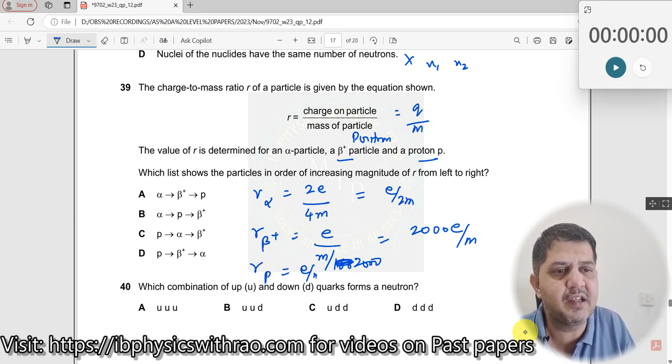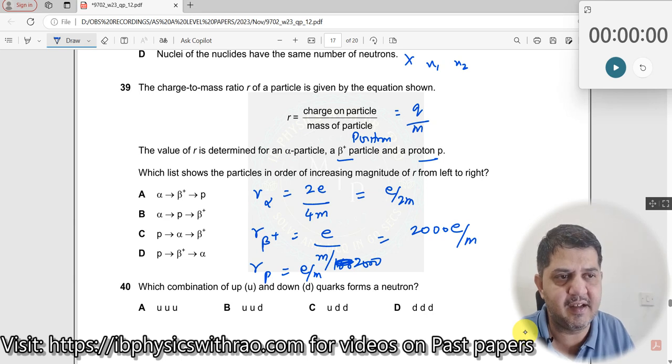Then you have R p. R p is equal to what? e by m, right? Charge on a proton is e and mass is m over here. So based on the mass of the proton and neutron, I can calculate it like this over here.